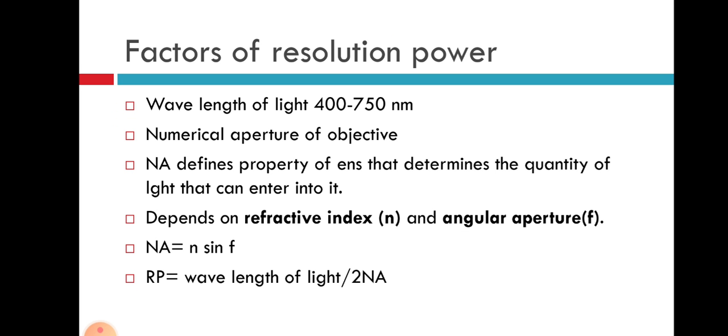There are certain factors which influence the resolution power, like wavelength of the light and numerical aperture. Usually, the wavelength of light is 400 to 750 nanometers in the visible range. Numerical aperture is defined as a property of a lens that determines the quantity of light that can enter into it. It depends on refractive index and angular aperture. Refractive index is represented by small n, angular aperture by small f. Thus, the formula for numerical aperture is n sine f.